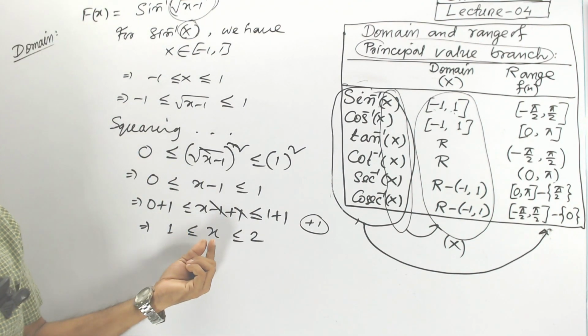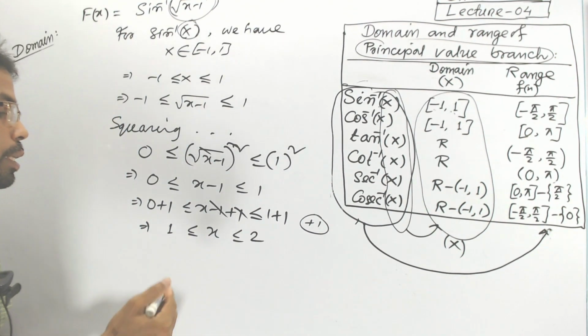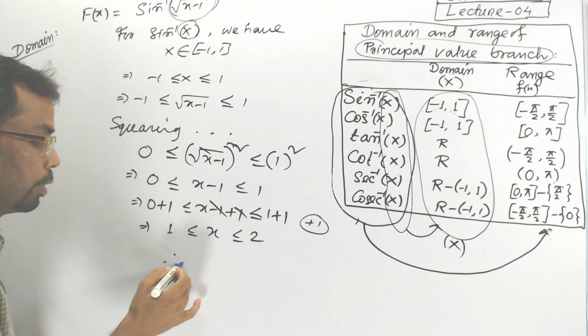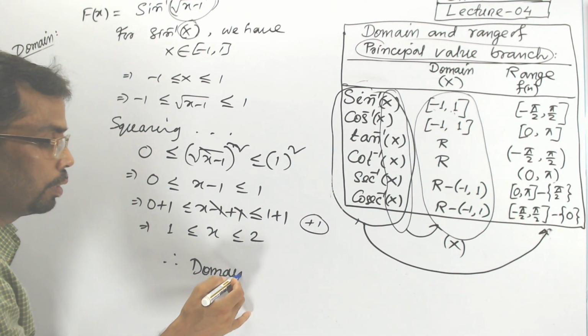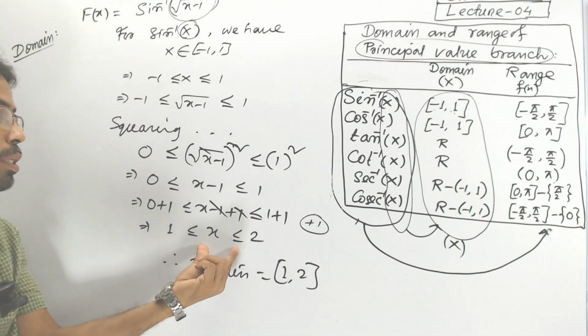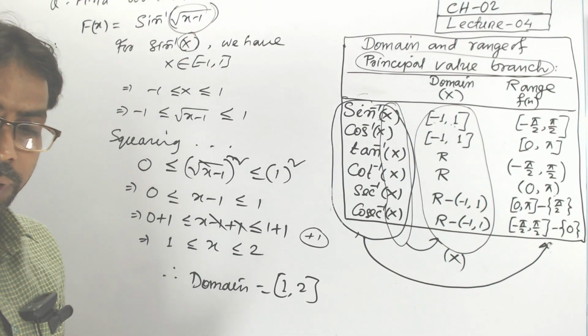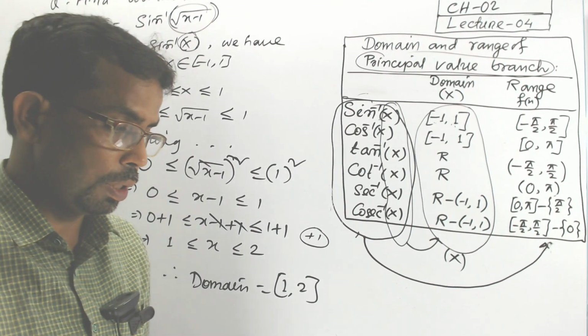That means we got the possible set of values of x. X lies between 1 to 2. Therefore domain is equal to 1 to 2, close interval, because equal sign is there. And this is the complete solution. Taking one more question for sec inverse x.